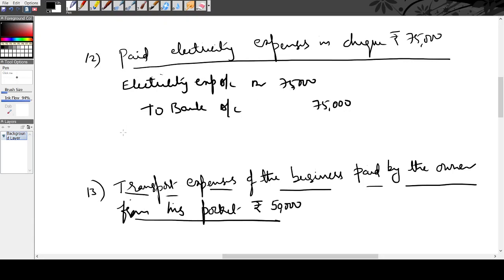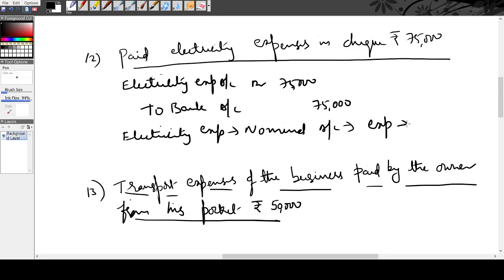So what is the entry we are going to record? Electricity expenses account debit to bank. Logic: electricity expenses, nominal account, expenses should be debited. Next, bank account is a personal account. Giver: bank is giving money on behalf of the business to the supplier of this electricity. Giver, credit.